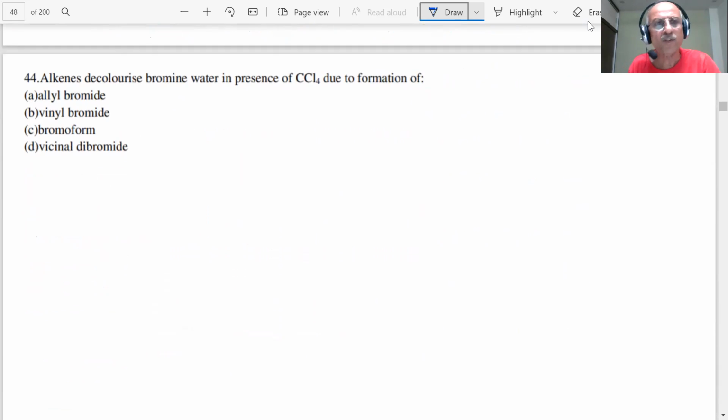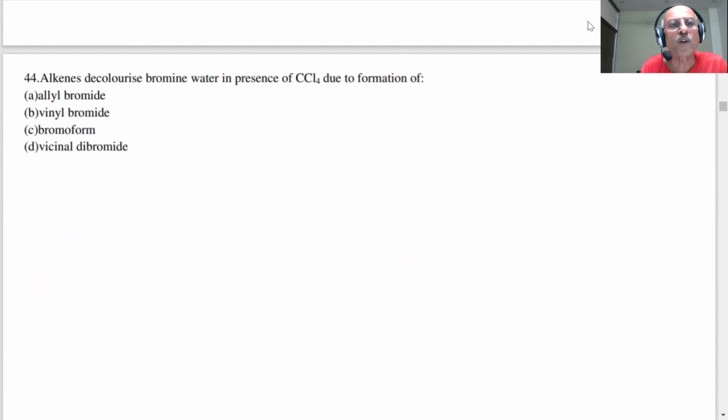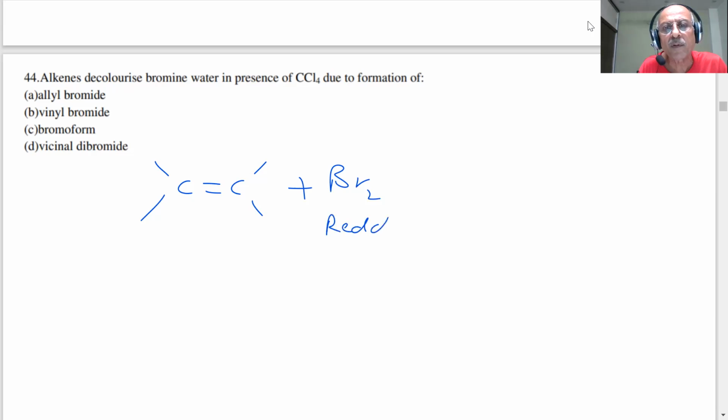Coming to the next question, student. Alkenes decolorize. Alkenes double bond. Br2 water. This is reddish brown.